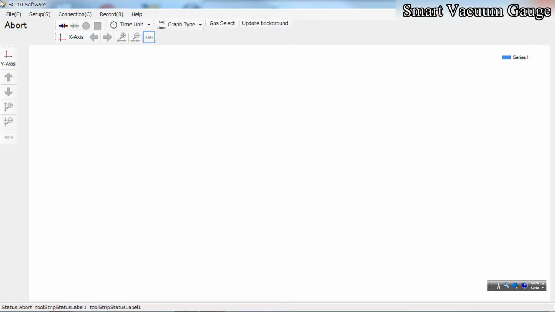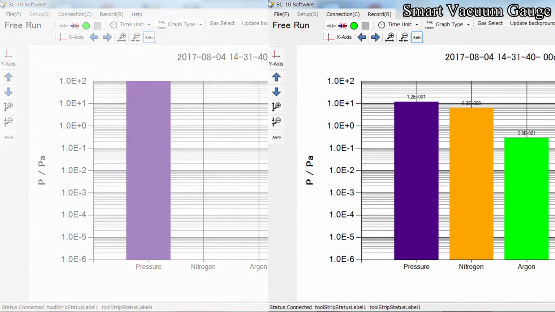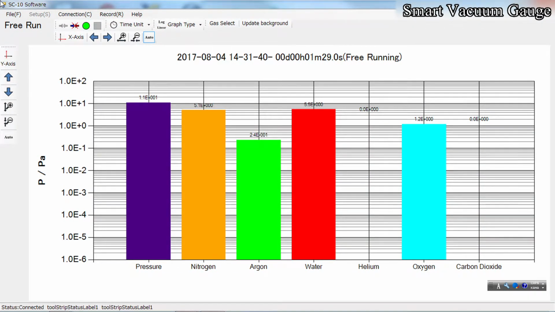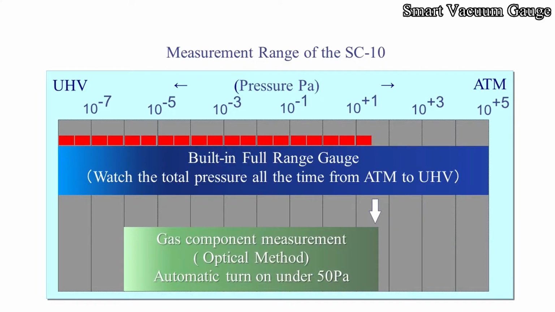Start your PC and launch the software. Measurement starts automatically, and the partial pressures of the gas components are displayed. Operation is also very simple. The full-range vacuum gauge incorporated in the S-Gauge measures the vacuum level from atmospheric pressure to ultra-high vacuum. The gas component measurement switches on automatically when the pressure reaches approximately 400 millitorr while pumping down from atmospheric pressure. Therefore, no operation is required.